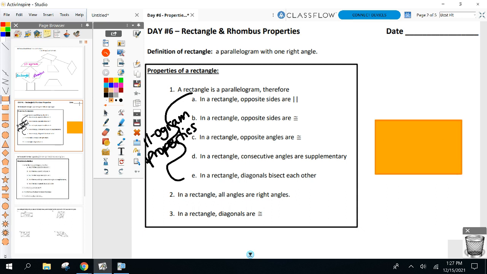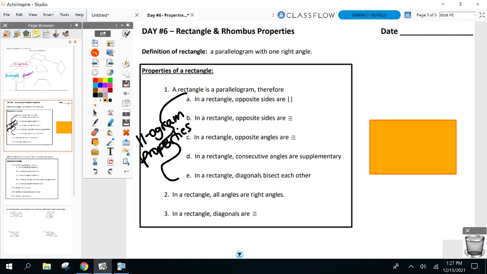All right, now what are some special ones that only the rectangle has and the rhombus and parallelogram do not? I think you guys know the first property I'm about to show you, which is all the angles are right angles. So all the angles are equal. All the angles are right angles. Now let's get a little bit more sophisticated. Let's talk about the diagonals. The diagonals are congruent to each other. Both diagonals in a rectangle have the same length.